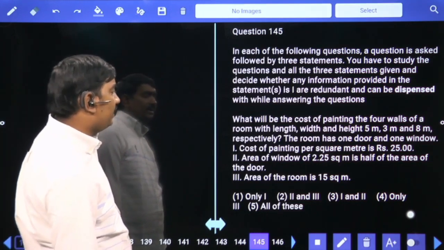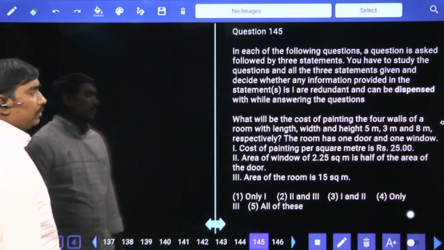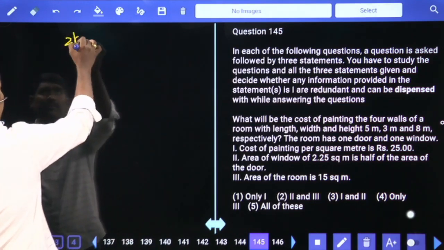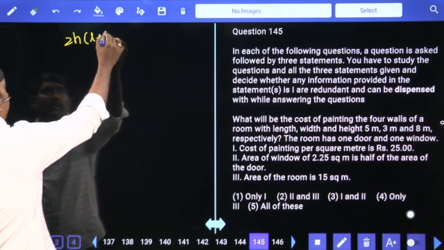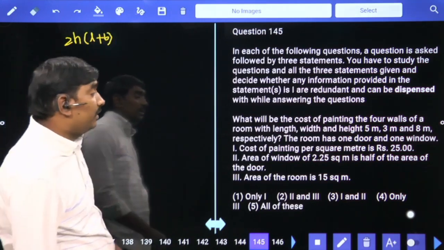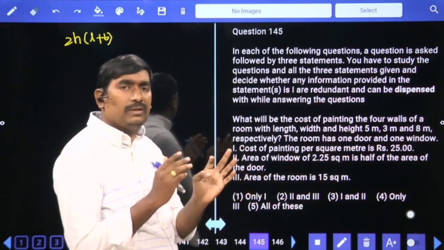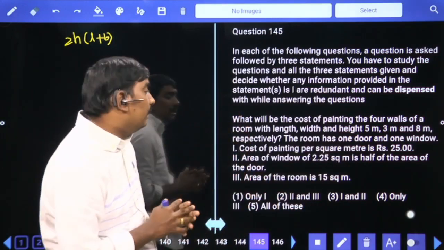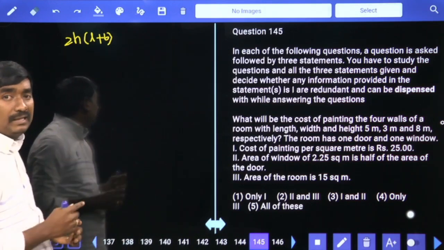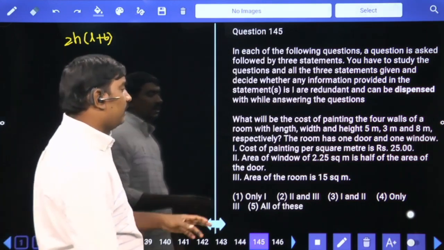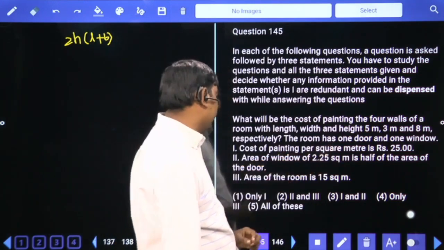What will be the cost of painting 4 walls of a room with length, width, height 5 meters, 3 meters, 8 meters respectively? The room has one door and one window. Area of the 4 walls is 2h into (L plus B). We know length, breadth and height, but the room has one door and window. If you know the measurements of door and window, then only we can say the remaining area. At the same time, you should also be aware of the painting cost per square meter.